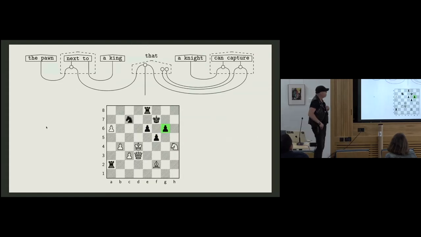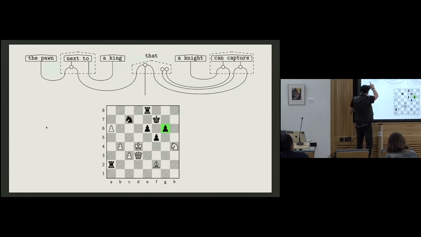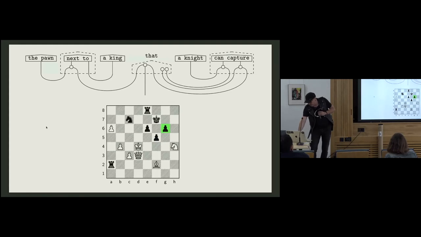Okay, so what I want to show now is that this linguistic, so you've got this chessboard, you've got this linguistic description, the pawn next to a king that a knight can capture. That would be a linguistic representation. So if we actually put the meanings in of the words, we actually get there. So that's basically the game. So is this really a model that actually allows you to get to that point in the space? I mean, you would expect so, but let's see.